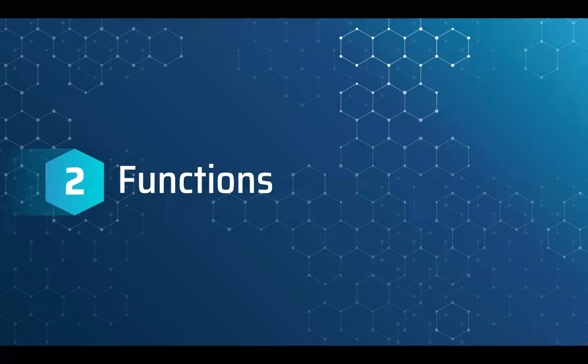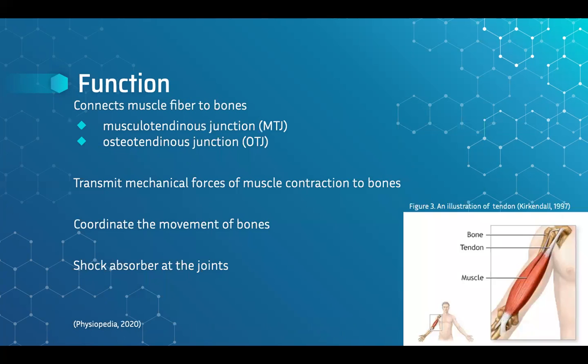Next, move on to the functions of tendons. And since tendons are very dense with an intricately arranged hierarchical structure, they are very durable and flexible, which allow them to transmit large mechanical forces. So for a single tendon, one end of it is attached to muscle at the musculotendinous junction, or MTJ, while the other end is attached to the bone at the osteotendinous junction, or OTJ.